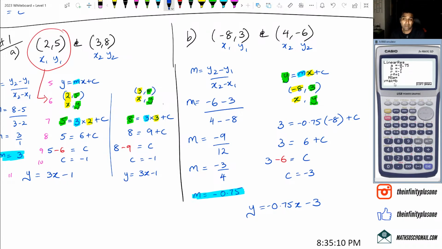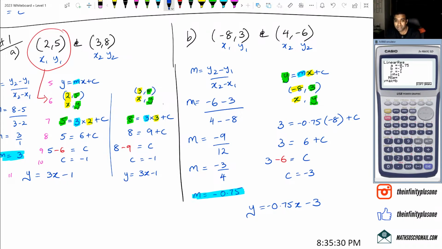remember as I said to you guys at the start of this tutorial, the calculator doesn't have y equals mx plus c, they have ax plus b. But if you look at the a value, which is -0.75, that's what we've got as our gradient, and b is the y-intercept, which in this case is actually minus 3. So yes, you can actually use the graphics calculator.